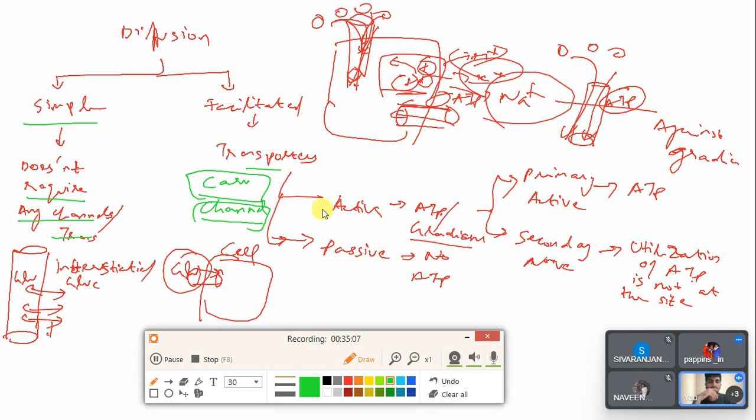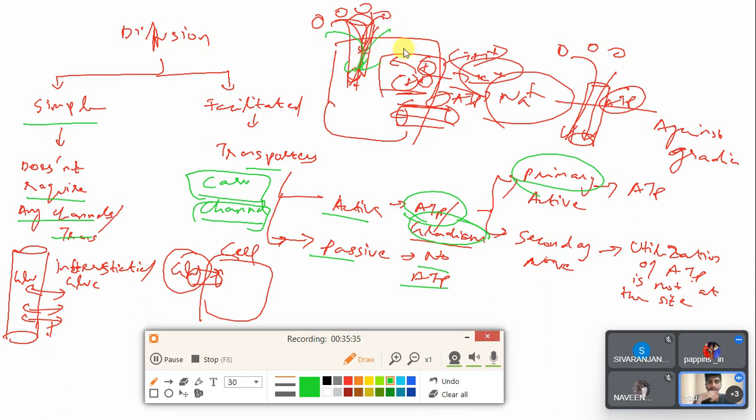And then this can be divided into active and passive. Passive is no ATP, no energy required, and active is either a use of energy or the gradient created. And it can be divided into primary active and secondary active. Primary active is basically ATP utilization at the site of the transport, while secondary active transport is basically the ATP utilization is somewhere else, but that ATP utilization is creating a gradient in the cell, which leads to the movement of other ions in.